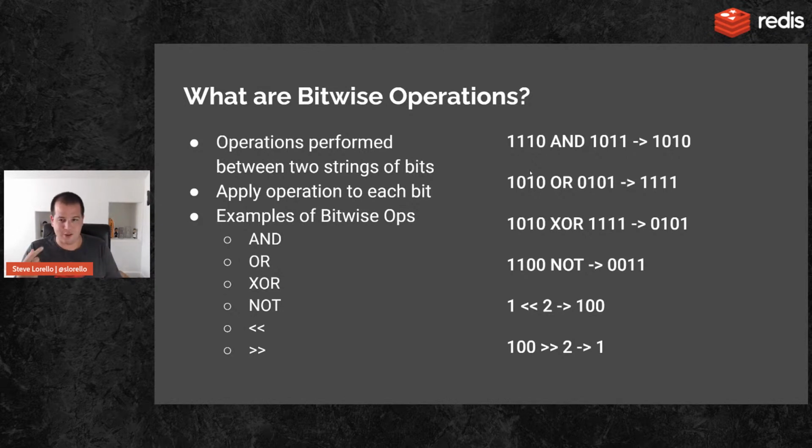For ORs, it's either bit. For XORs, it's exactly one bit, and NOT will actually invert the bit string. So in this example, 1100 NOT yields 0011. Now, left shifts and right shifts take the first operand and shift it by the number in the second operand. So if you have a 1 and you shift it to the left 2, you get 100, which in binary comes out to 4. So this 1 shifted 2 becomes 4. And then again, if this is 4, shifted 2 to the right becomes 1.